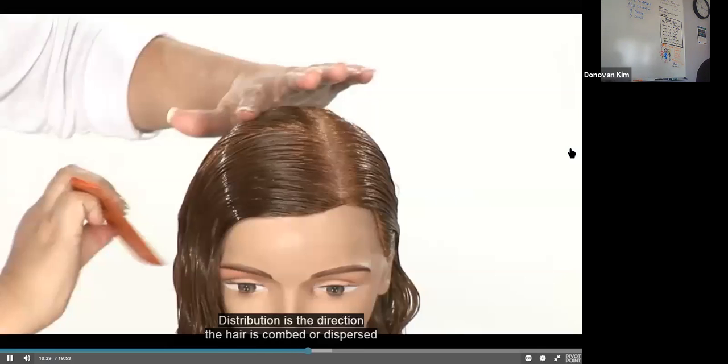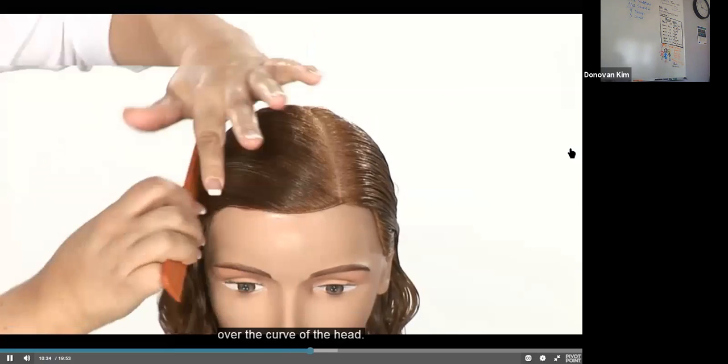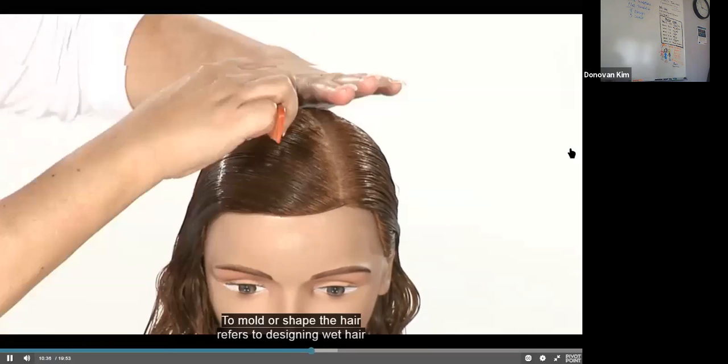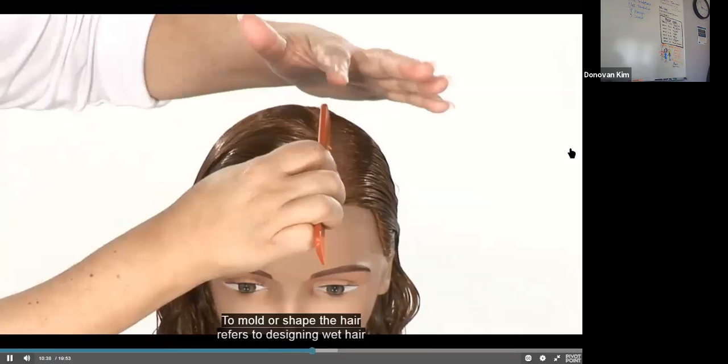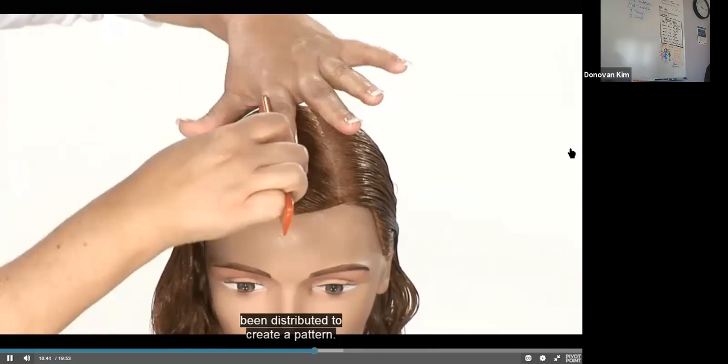Distribution is the direction the hair is combed or dispersed over the curve of the head. To mold or shape the hair refers to designing wet hair in straight or curved lines after the hair has been distributed to create a pattern.